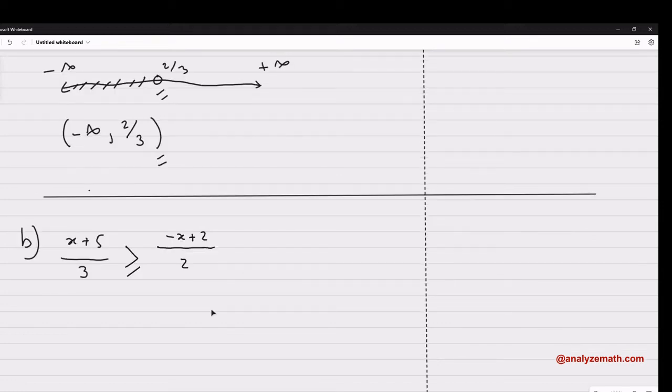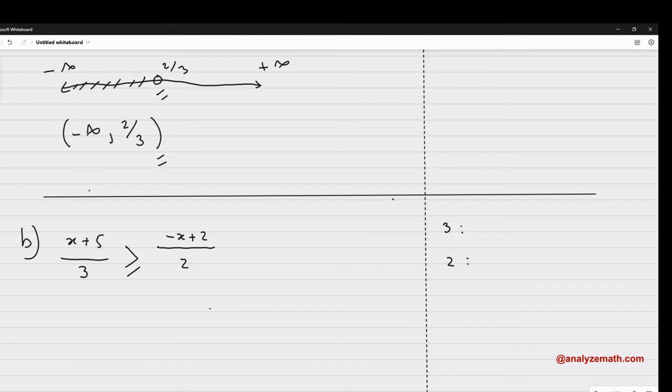We now solve the inequality in part B. Now the inequality in part B has some denominators. The two denominators are 3 and 2. Now here what we need is a common multiple, and we need the smallest if possible.